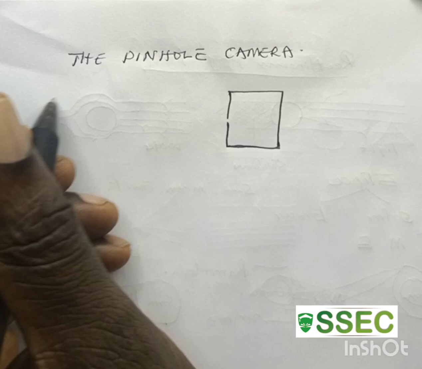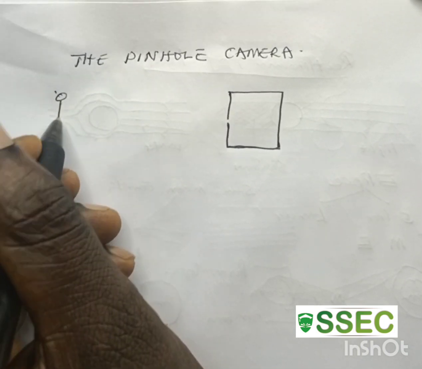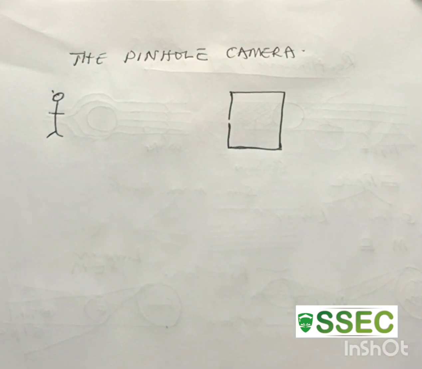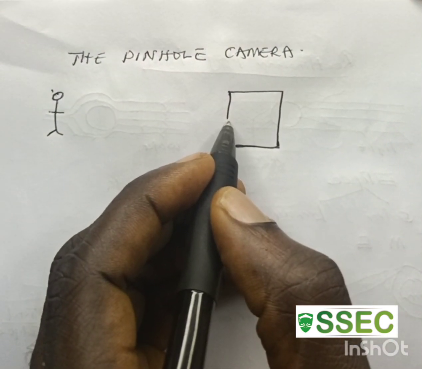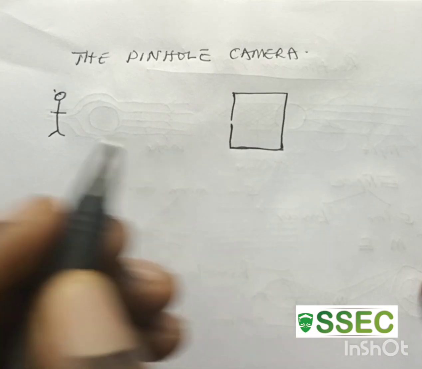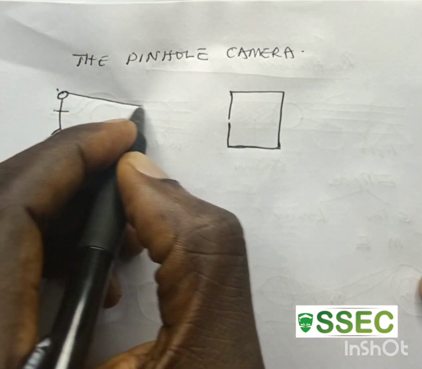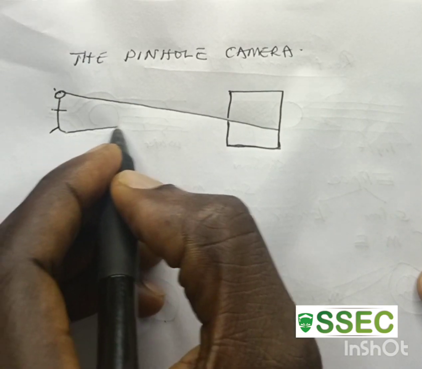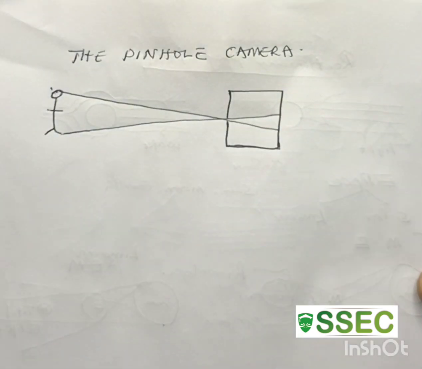So let's take, for instance, an object standing in front of the pinhole camera is a boy. So this is the hole, pinhole, very tiny hole. So we take a ray of light from the head of the object into the box. Then we take another one from the leg of the object into the box.